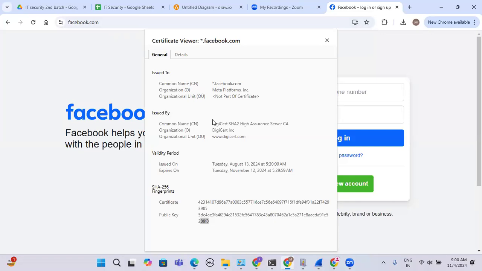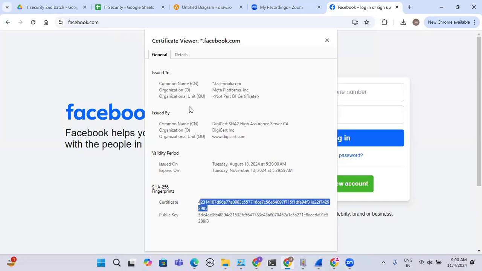And coming back, here they purchased this particular certificate from DigiCert. And what is the hashing algorithm they are using? SHA-256, to maintain the integrity side. That is today evening's topic. And the public key is a shareable one. This key is shared by Facebook with the respective end user. Okay, so this is the certificate.